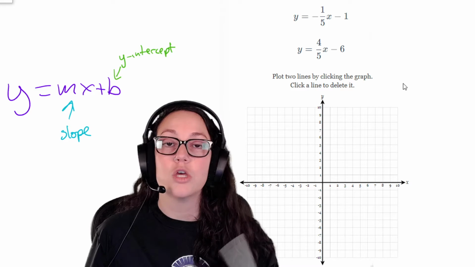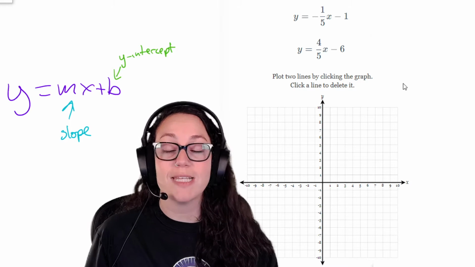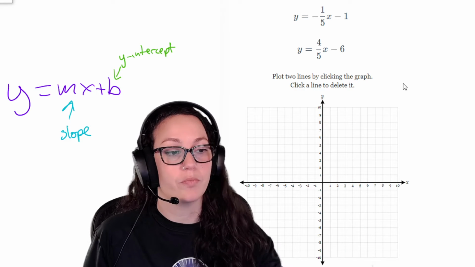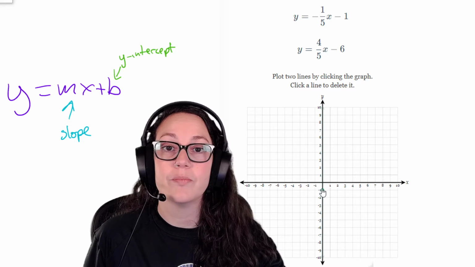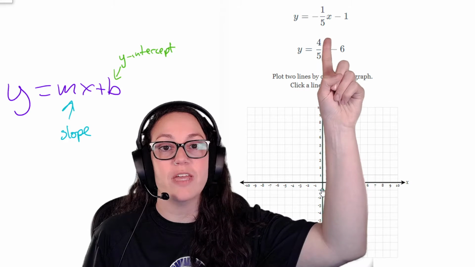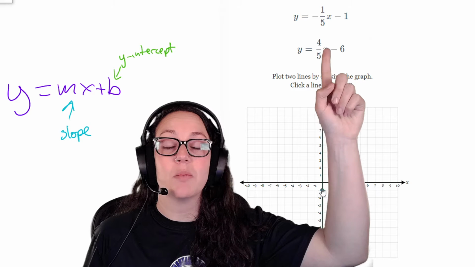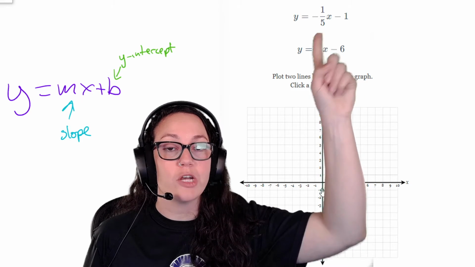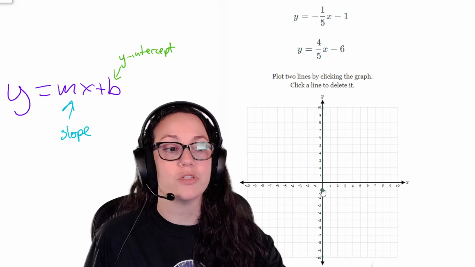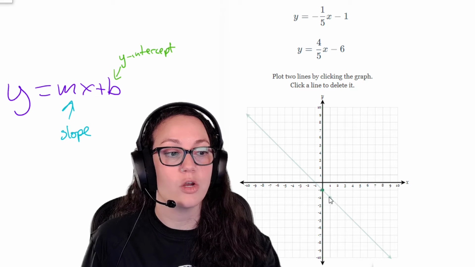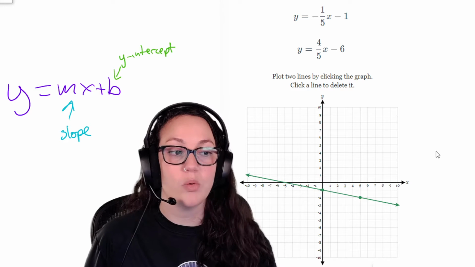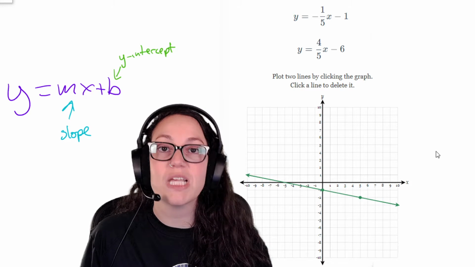To graph these, I recommend you follow this process each time. Start with your y-intercept. So in our first equation, that's negative 1. So I'm going to click right here at negative 1. Then it says our slope is negative 1/5. So since it's negative, that tells me I'm going down. And since the numerator is 1, that means I'm going down 1 and then over by the denominator, which is 5. So I'll go down 1 and then over 1, 2, 3, 4, 5 and click. So that puts my second point there. Be really careful that you're precise with your graphing.